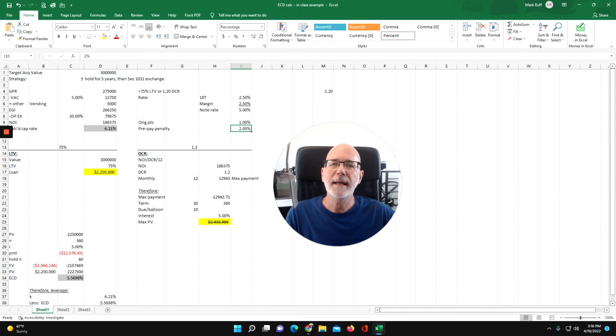We know we're going to get hit with this prepay. Why? Because in the fact pattern, it said the strategy was to what? Hold it for 5 years. 5 years is earlier than 10, therefore we know we're going to get hit with a prepayment penalty.